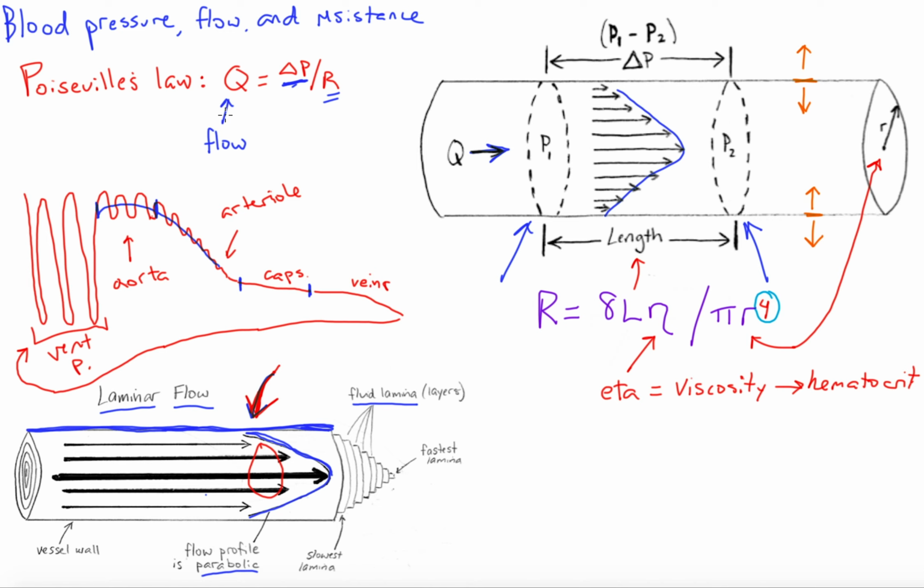Okay, last thing to talk about is, right, we talked about this idea of laminar flow, right, over here. And again, most blood flow is laminar, but not all blood flow is laminar. And so we have to talk at least for a moment about the idea of turbulence.